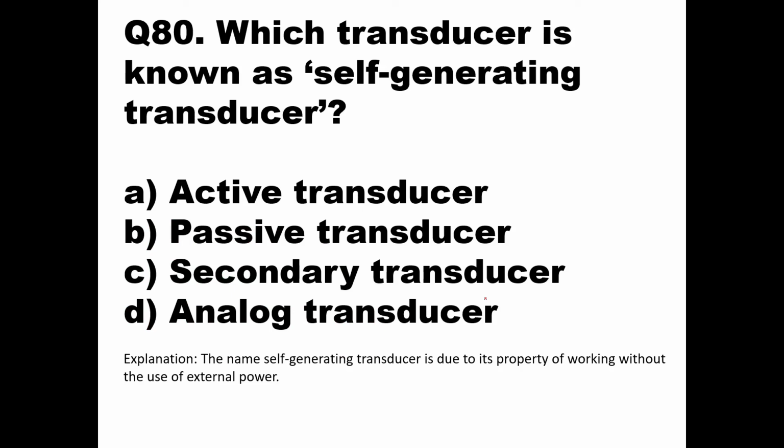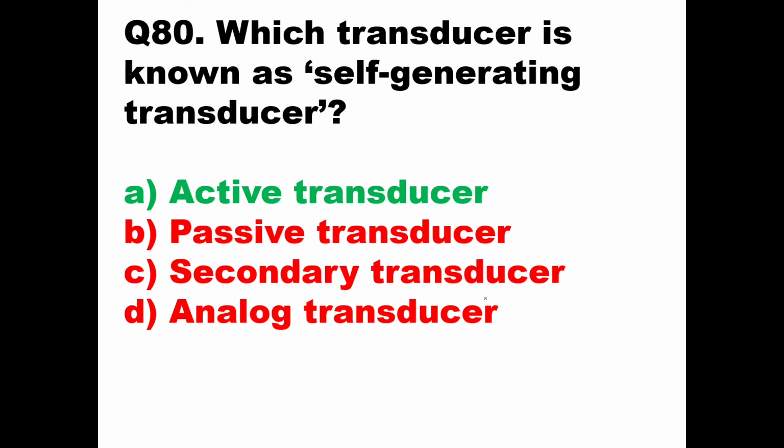Which transducer is known as self-generating transducer? Now self-generating transducer is the name which comes because that transducer is working without any external power. And if the transducer is working without any external power, then it is called an active transducer. If the transducer requires an external power, then it is called a passive transducer. But in this case, self-generating means a transducer which does not require external power. So that is active transducer. So option A will be the right answer here, active transducer.